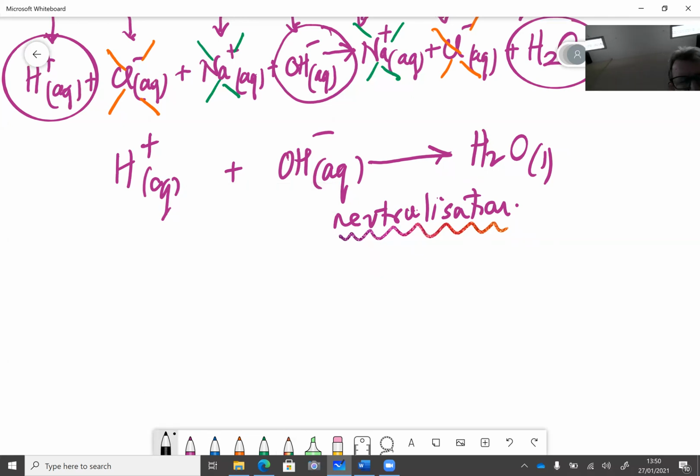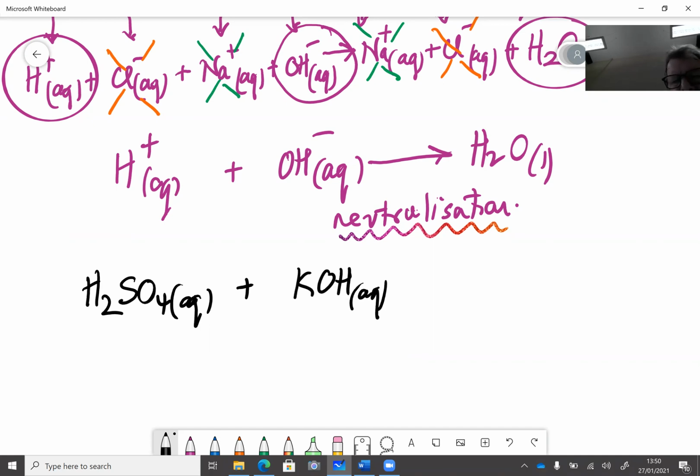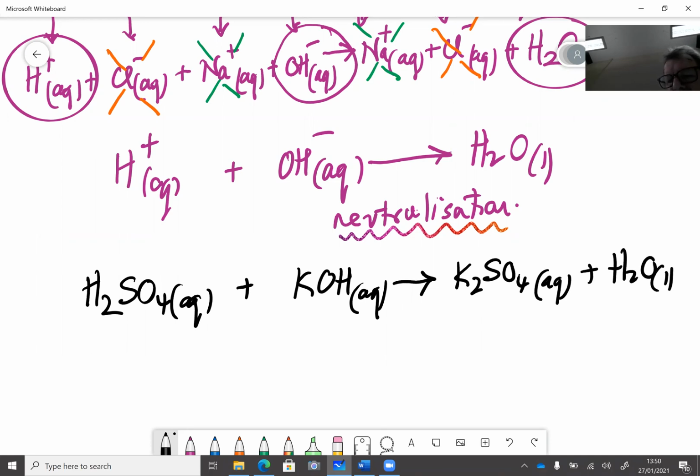Now I'm going to write again. This time I'm going to have a different acid, H2SO4 (aq), and a different alkali, KOH (aq). This makes the salt K2SO4 (aq) and H2O (l).